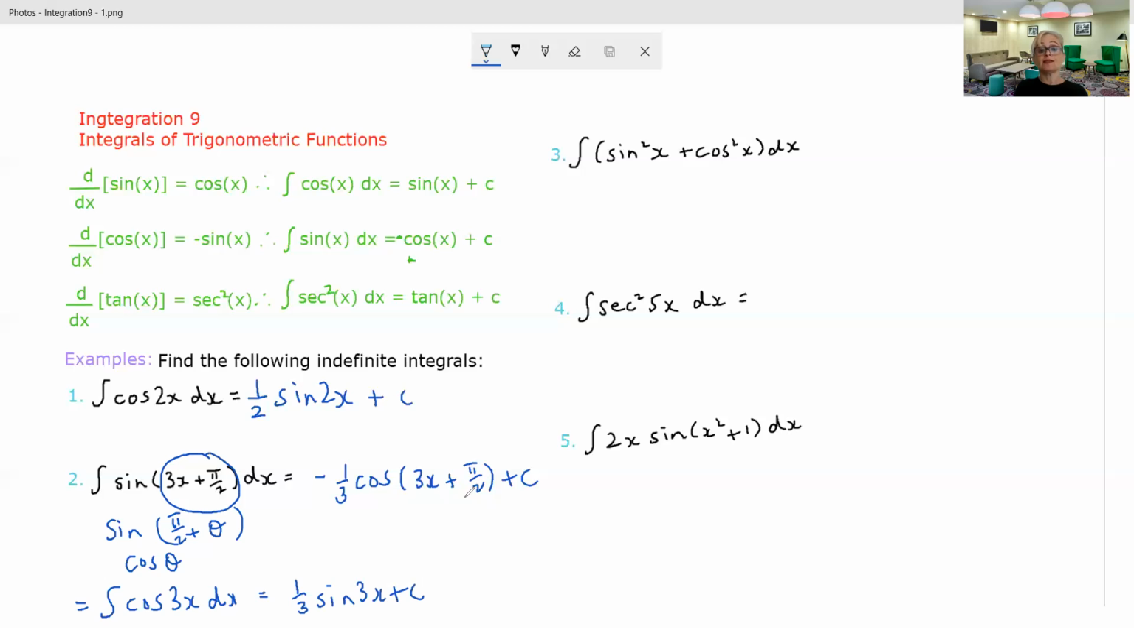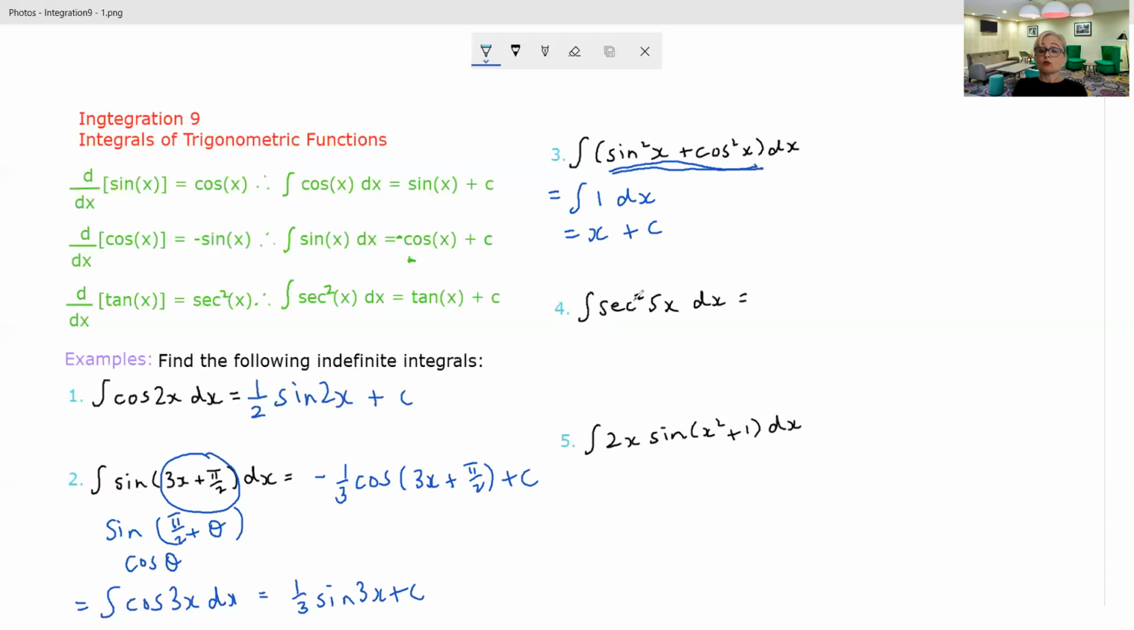You could even change it at this stage. Cos of pi on 2 plus theta is negative sine, so the negatives would cancel out and you'd end up with the same answer. Having a look at this one here, by now I would hope that you would recognise sine squared plus cos squared is 1. This is just the integral of 1, which is just x plus your c. Do not forget that Pythagorean identity, very important. Because you can't yet, you haven't learned how to integrate sine squared or cos squared.